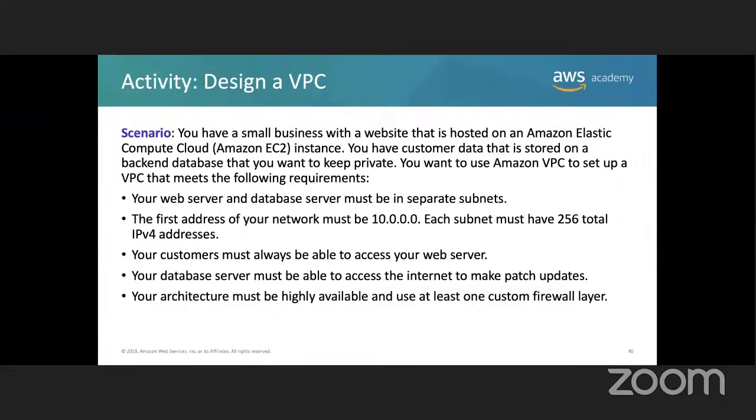So you have a small business with a website that is hosted on an Amazon Elastic Compute Cloud instance. You have customer data that is stored on a backend database that you want to keep private. You want to use VPC to set up a VPC that meets the following requirements. Your web server and database server must be in separate subnets. The first address of your network must be 10.0.0.0. Each subnet must have 256 total IPv4 addresses, and your customers must always be able to access your web server. Your database server must be able to access the internet to make patch updates, and your architecture must be highly available and use at least one custom firewall layer.